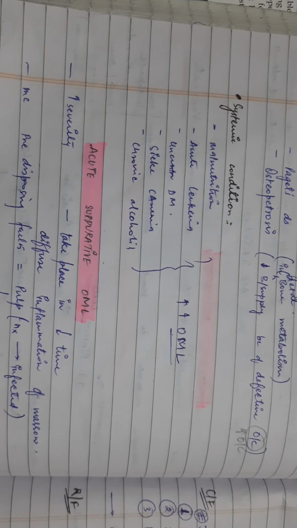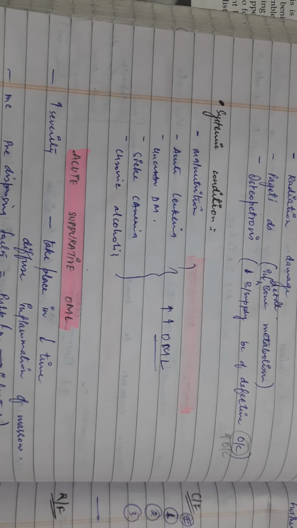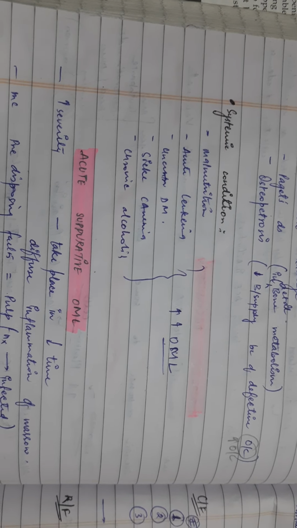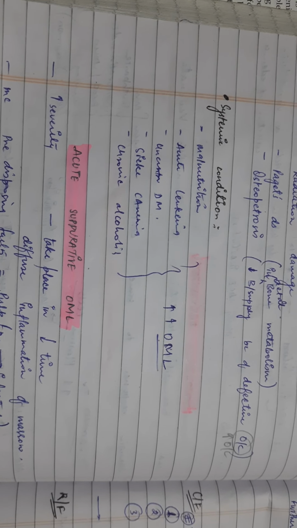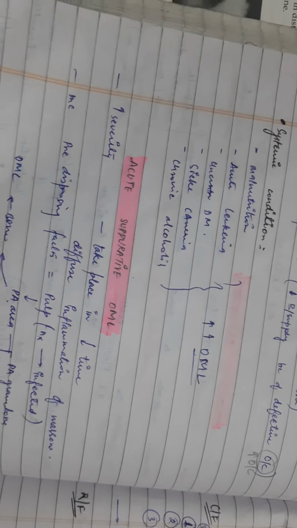Systemic conditions: malnutrition, acute leukemia, uncontrolled diabetes mellitus, sickle cell anemia, and chronic alcoholism are the systemic conditions which cause increased osteomyelitis.